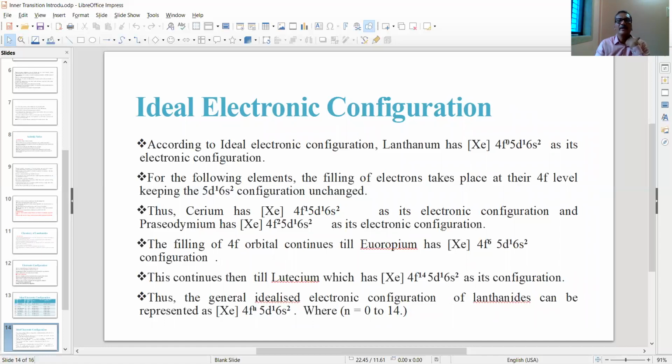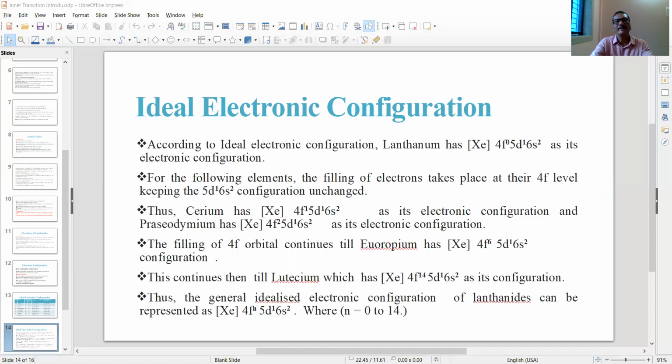Here, the closest noble gas for lanthanum is xenon, which has atomic number 54. That's why we write xenon instead of writing 1s, 2s, 3s like that. We write only xenon, and then the remaining configuration is 4f0, 5d1, 6s2 as the electron configuration.